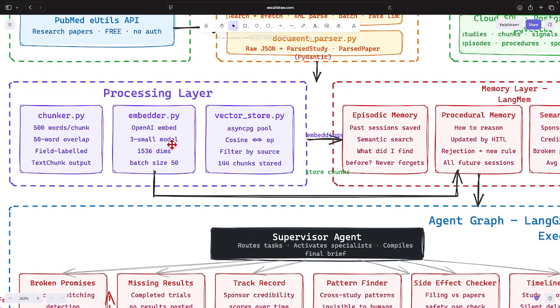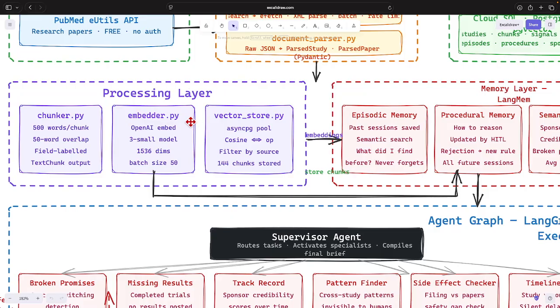Now we need to make the documents searchable by meaning and not just keyword. So there are three steps happening here. One is the chunker. The chunker splits each study into overlapping pieces of text, about 500 words each, with a 50-word overlap at the boundaries, so no important sentence gets cut in half.